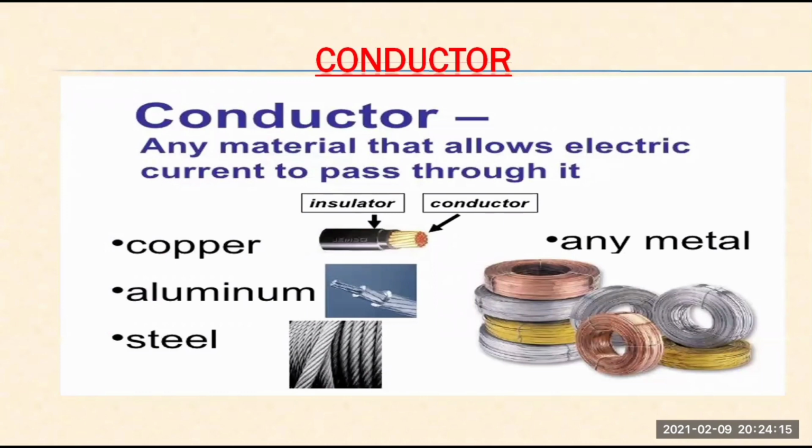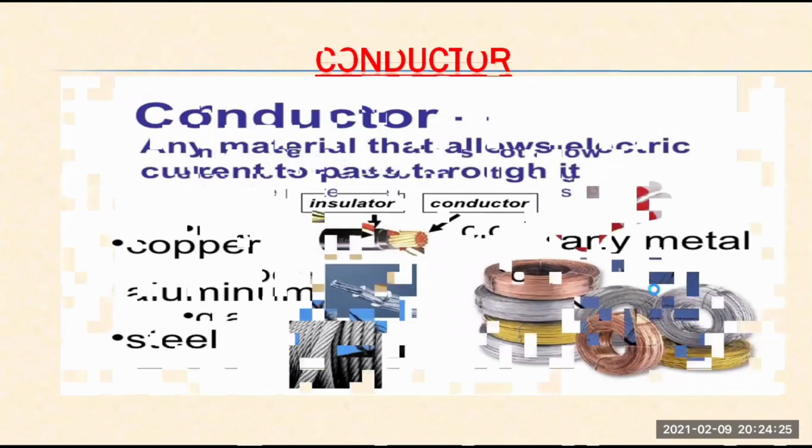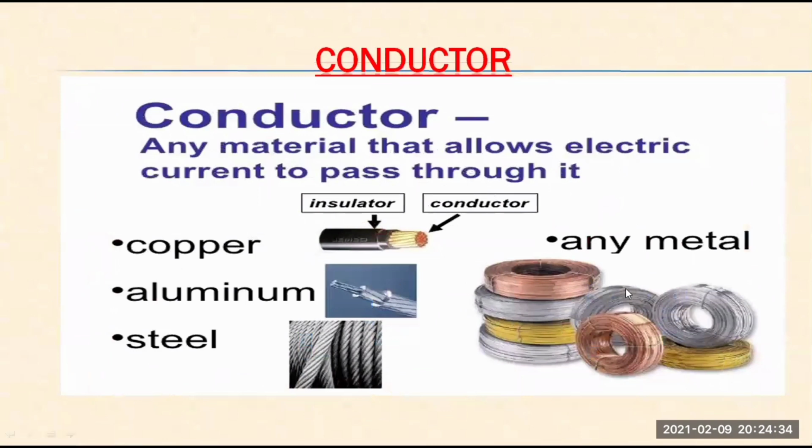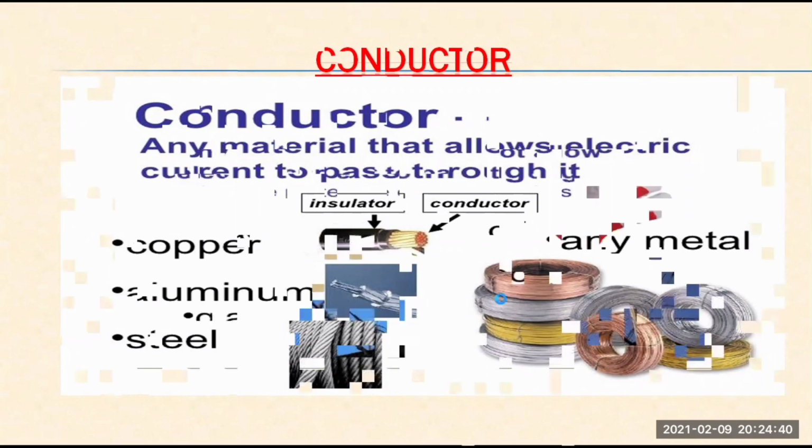I already told you these things. For example, copper, aluminum, and steel are different types of conductors. So just see, steel and these types of materials are conductors, and the other thing is the insulator. So let's see the insulator.